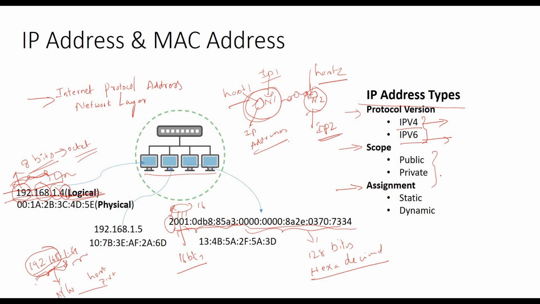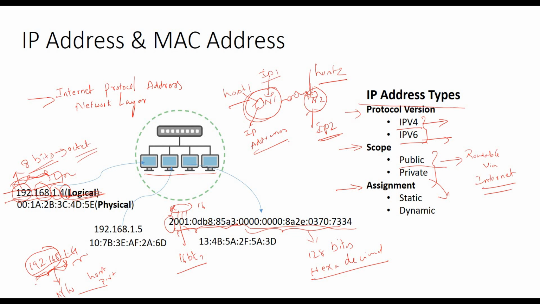We can also divide the IP addresses based on the scope. That means public IP address or private IP address. Public IP address means the IP address would be routable via the internet. If the IP address is routable via the internet, it would be unique in the entire global network. We also have another type of address. The name indicates this is a private IP address.